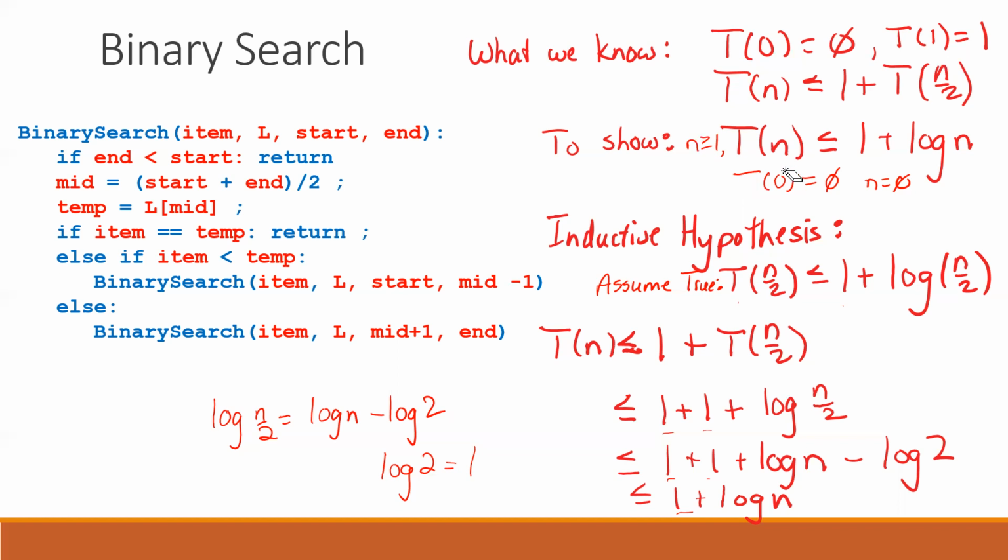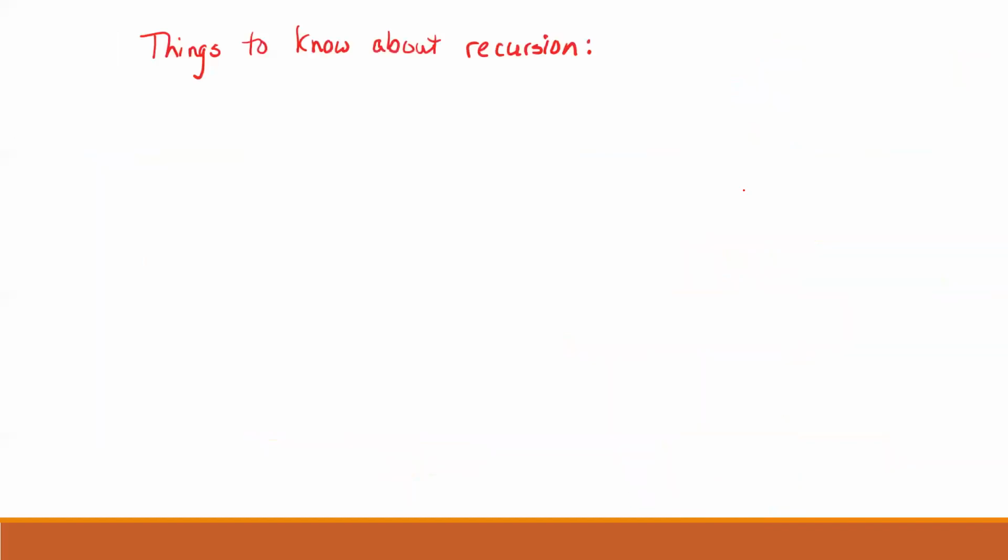Okay, so that, along with the merge sort, are your two examples of using unfolding on a recurrence in order to get to a closed form. So you should understand how to do that. But let's go into things to know about recursion, let's say for the midterm.